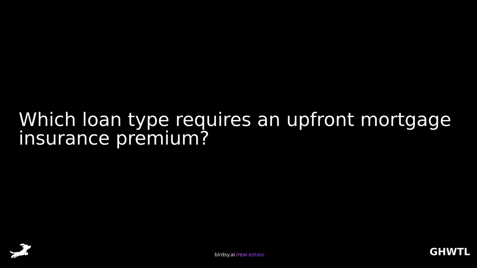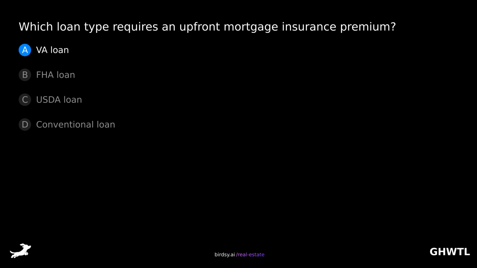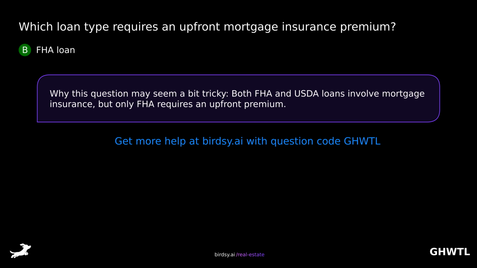Which loan type requires an upfront mortgage insurance premium? Is it A, VA loan, B, FHA loan, C, USDA loan, or D, conventional loan? The answer is B, FHA loan. Why this question may seem a bit tricky. Both FHA and USDA loans involve mortgage insurance, but only FHA requires an upfront premium.